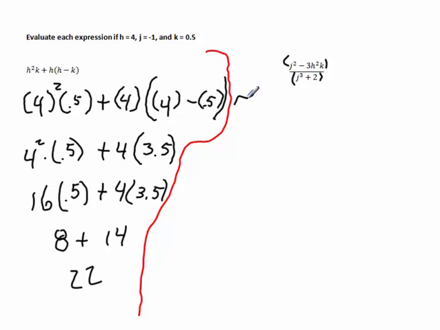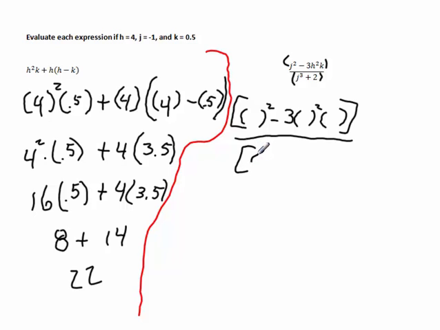So I want to handle everything in my numerator, and I'm going to put those in big brackets. I'm going to say j squared minus 3h squared times k. All of that divided by j cubed plus 2. Now the value of j is -1, so we put -1 here and here.